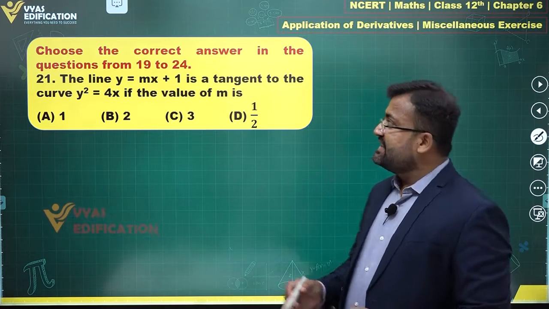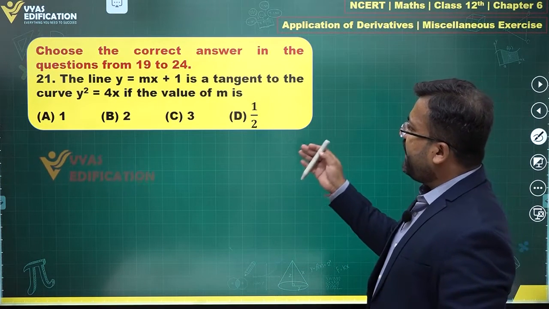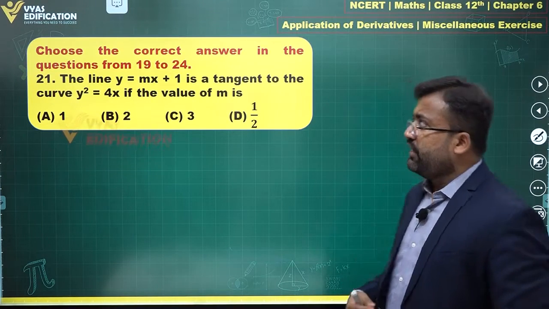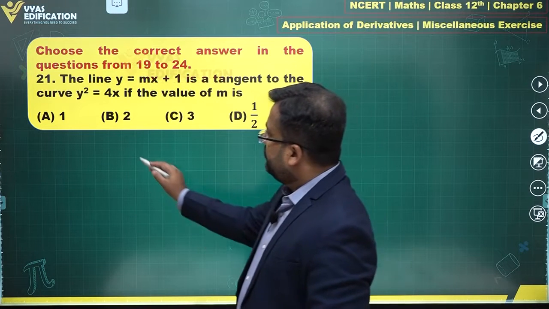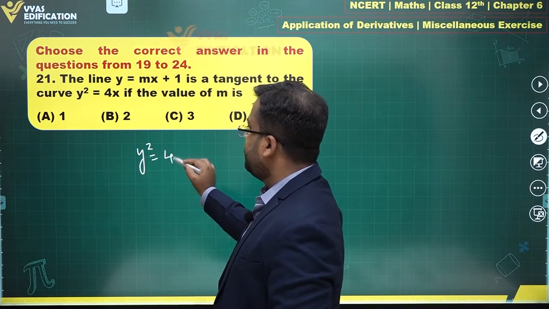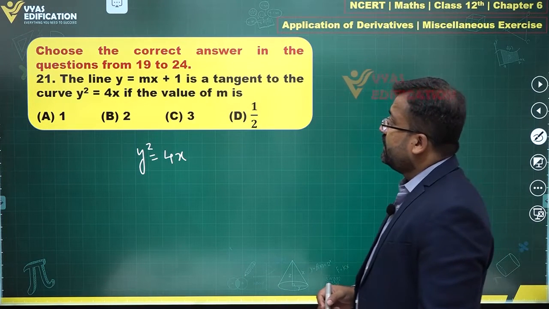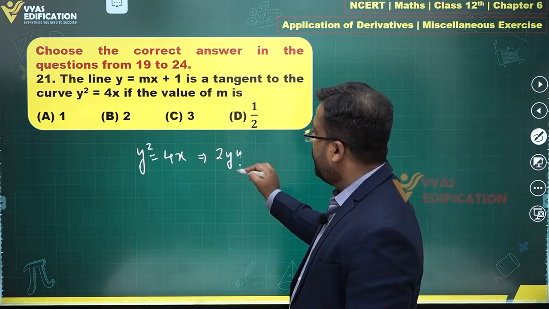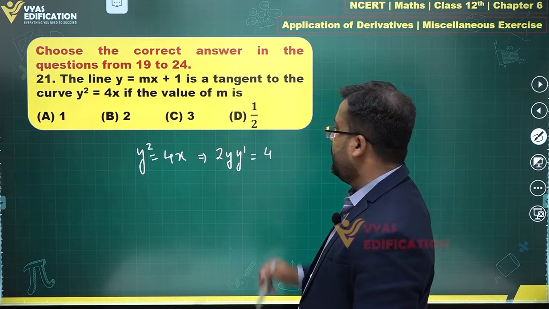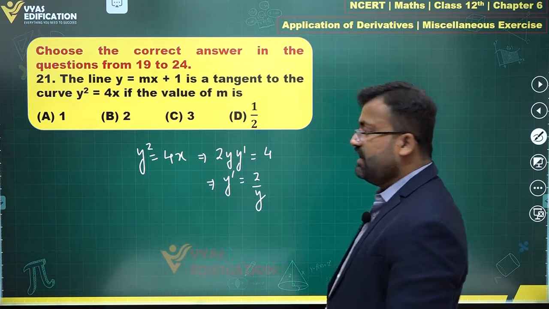Question number 21 says that the line y is equal to mx + 1 is a tangent to the curve, this, if the value of m is what? That's the question in front of you. Okay, let's try to take a look at this one. So for y² = 4x, let's try to write the equation of a tangent line having slope m. Okay, and what will we do? This is 2y y' is equal to 4. Okay, and this tells me that y' will be equal to 2 upon y. This is what we have.